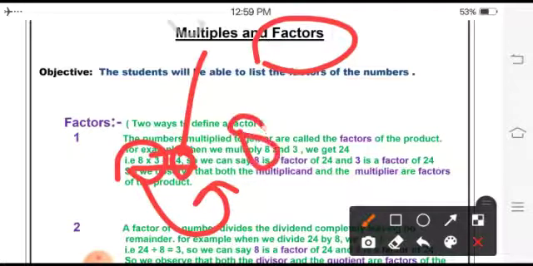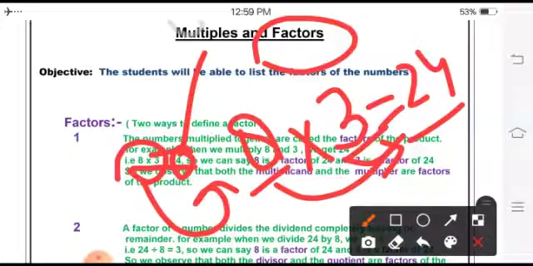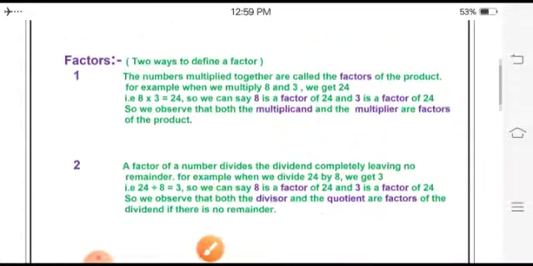Say, for example, here an example is quoted: 8 threes are 24. This 24 is a multiple of 8 and 3, and these 8 and 3 are factors of 24. They are called factors of 24. Whatever the multiplicand and multiplier are, these two are known as factors of 24.